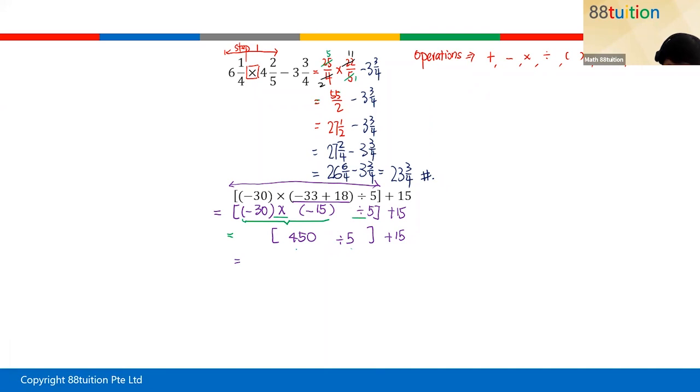Okay, 450 divided by 5 first. I technically get this down to 90. Okay, then what is 90 plus 15? 90 plus 15, 105. Okay.